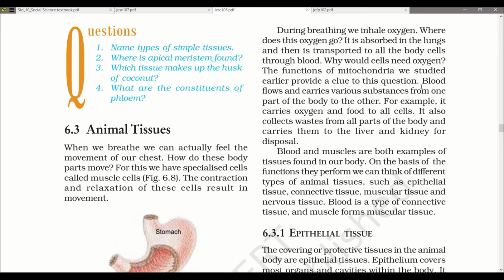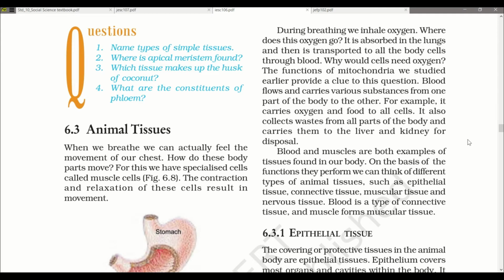Blood flows and carries various substances from one part of the body to the other. For example, it carries oxygen and food to all the cells. It also collects waste from all parts of the body and carries it to the liver and kidney for disposal. Blood and muscles are both examples of tissue found in our body.